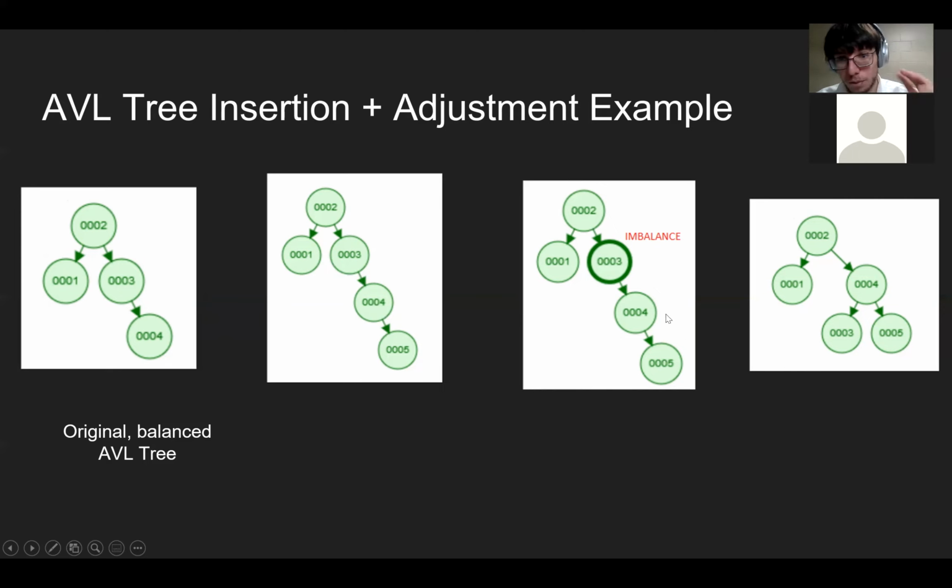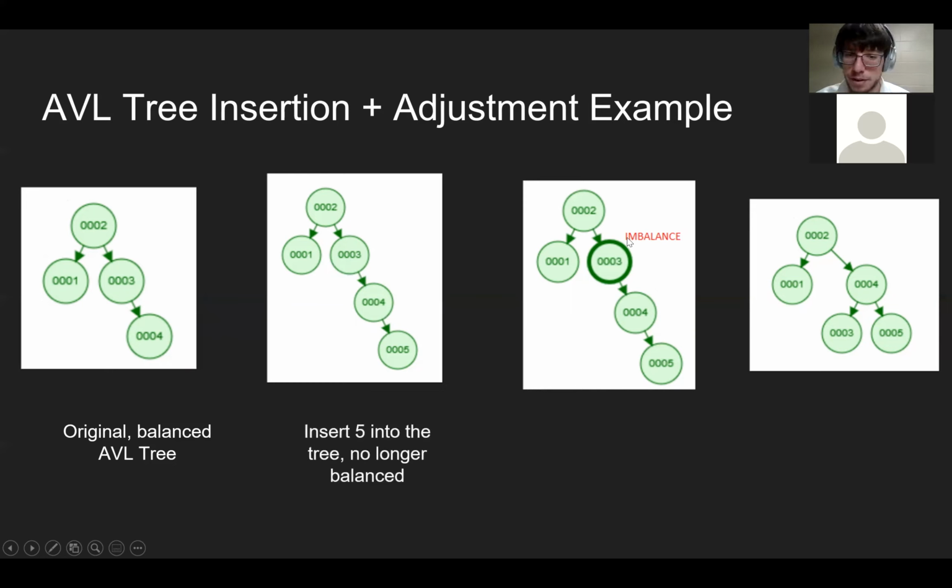The imbalance doesn't have to be at the root. Here, we notice the imbalance is actually at 3, because we have a right-right case. So we need to perform a rotation. As I mentioned before, right-right case, left rotation.